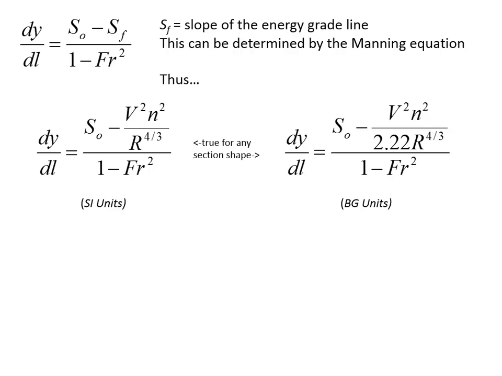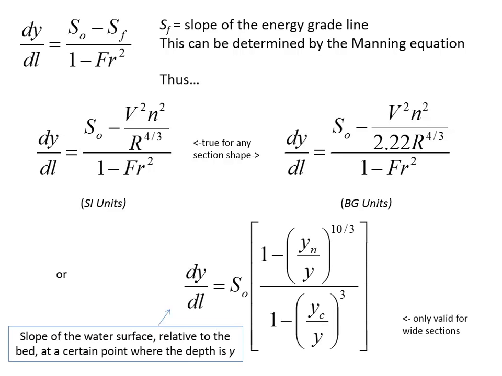Now, these are true regardless of what the shape of the section looks like. If it's a trapezoidal channel, triangular, or rectangular, that's always true. We do have a simplification if we've got a wide channel. Does anybody remember what the criteria for a wide channel is? 20. That's right, 20. The width should be 20 times the depth. So if you've got a channel with some depth y, and the width is 20 y, then we can say that this is wide.